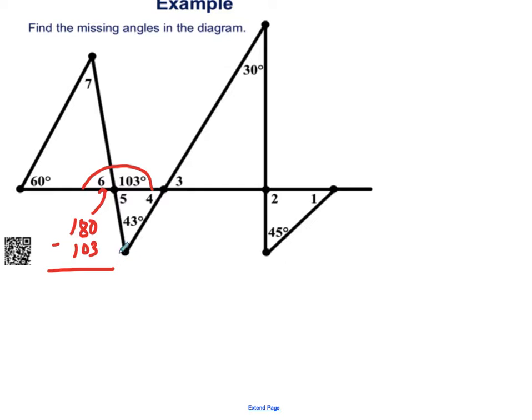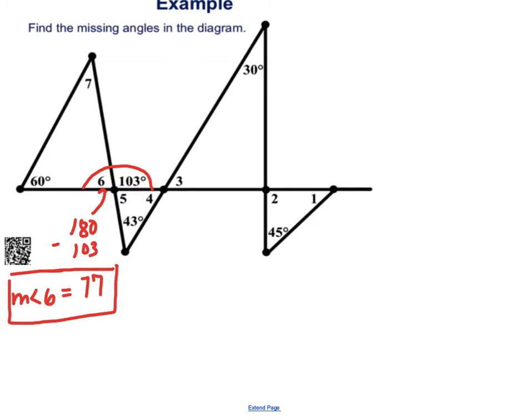Okay, and so you will get 77. All right, so angle 6 is 77 degrees. The measure of angle 6 is 77 degrees, so that is one of them. All right, now angle 7.